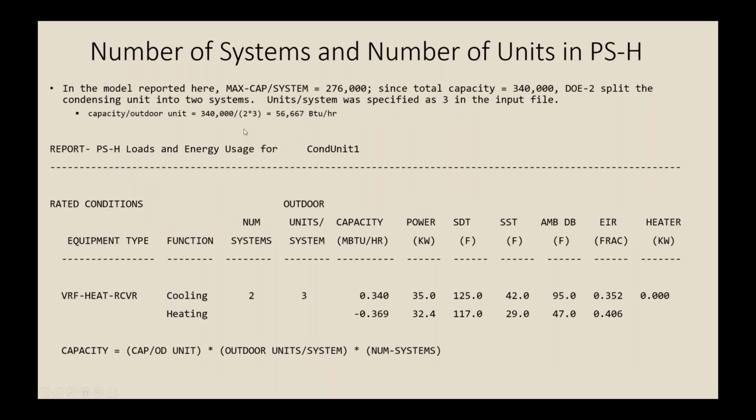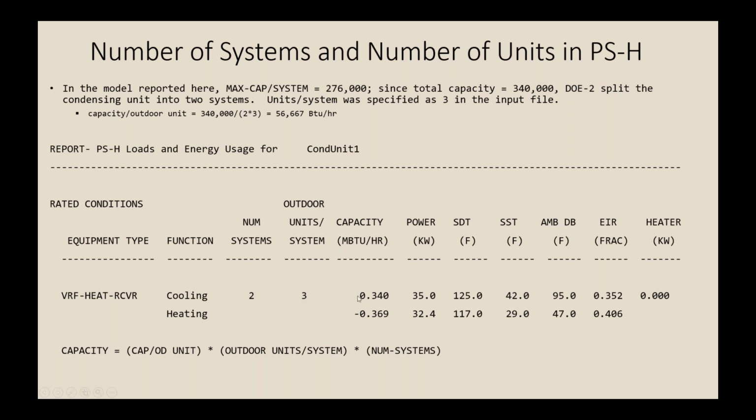So here is a little bit more of an explanation of the number of systems and number of units, because that is a confusing concept. I've tried to identify here what those two terms mean. Number of systems is that abstracted number of complete, independent VRF systems, and units per system is basically the number of compressors in each of these systems.